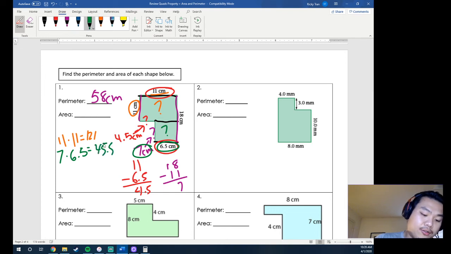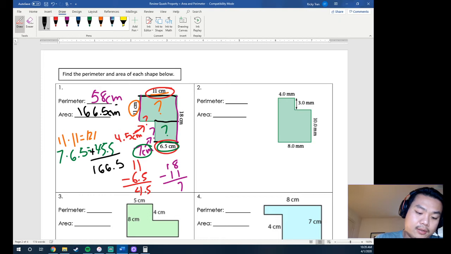And then we add our two areas together. So 121 plus 45.5, or 166.5. So the area is 166.5 centimeters squared. Okay, we're in 2D now. So whenever we do area, our units have to be squared. Okay, so 166.5 squared. All right. So that's how we find area. That's how we find perimeter.